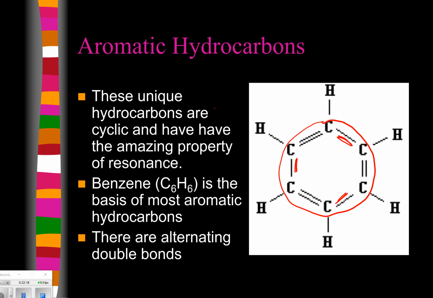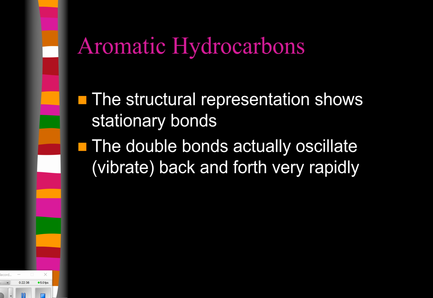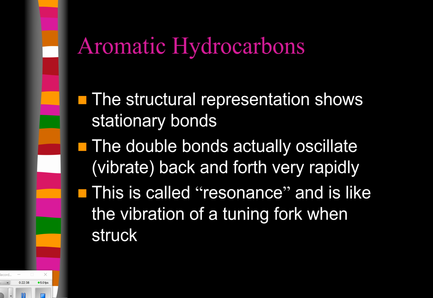This is an example of benzene, C6H6, where the number of hydrogens equals the number of carbons. And this is generally the basis of most aromatic hydrocarbons, benzene, which is a nonpolar molecule. Looking at the structural representation of that molecule, the bonds look stationary, but they're actually oscillating or vibrating back and forth very rapidly. And we get this with these types of structures, like benzene.